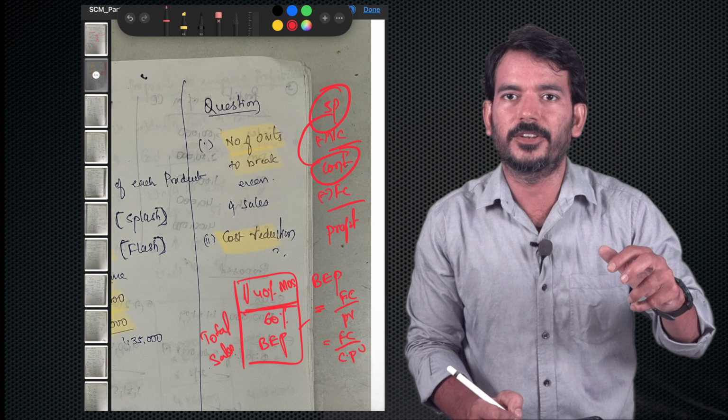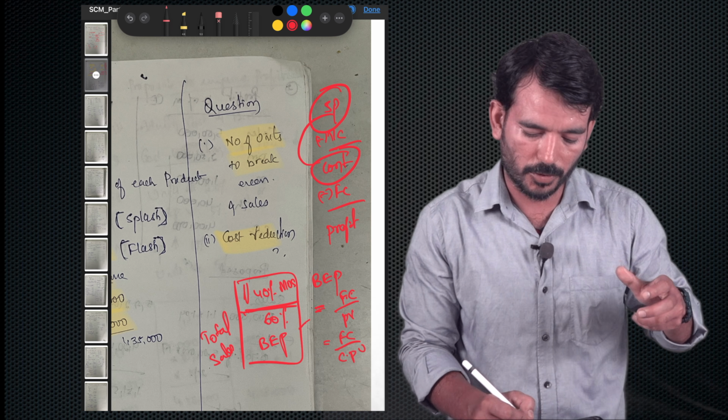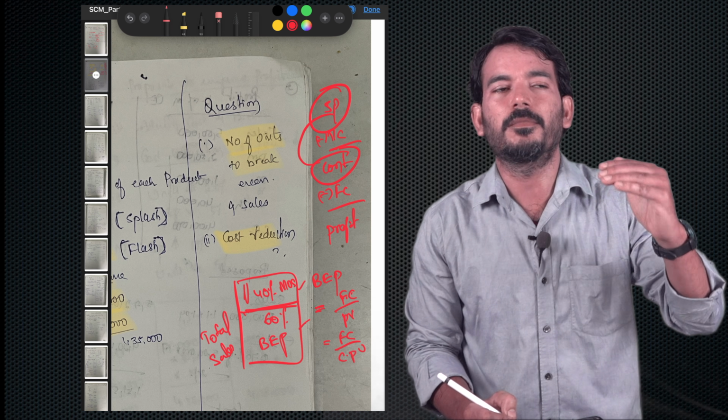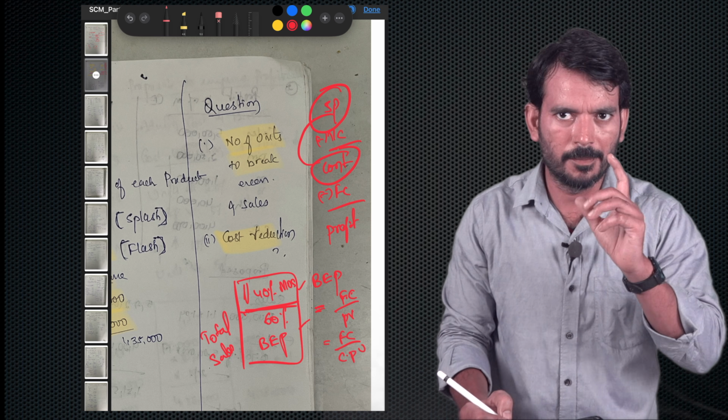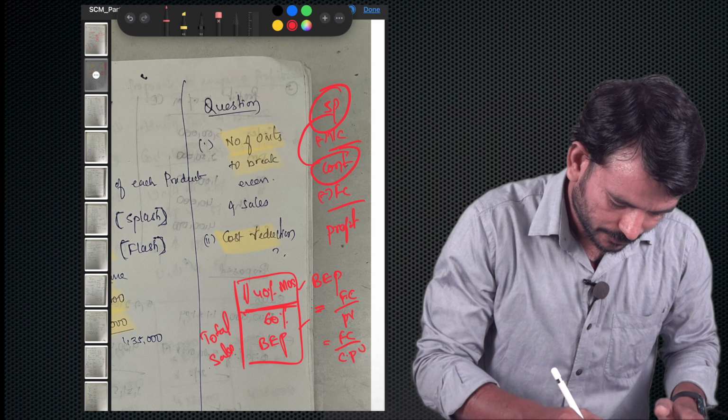The moment you cross that break even point, the margin of safety will come, and in the margin of safety you recover only the variable cost, and all the remaining is your profit. That is an important concept you need to be aware of.